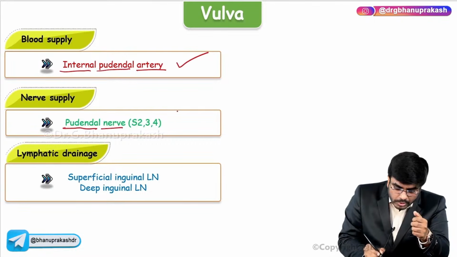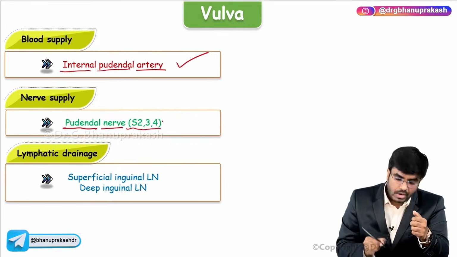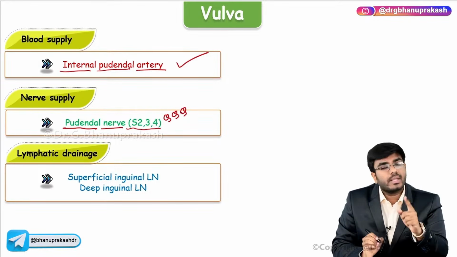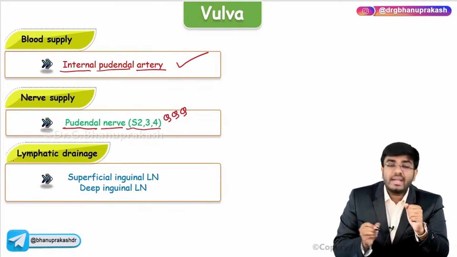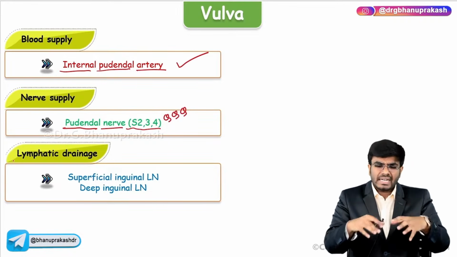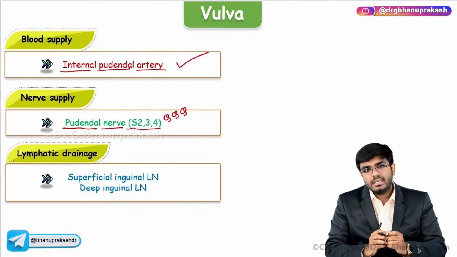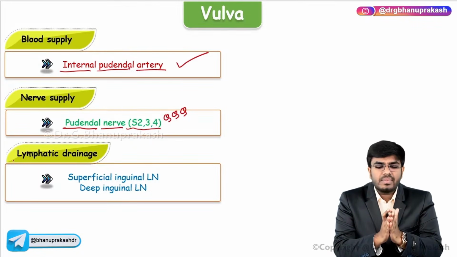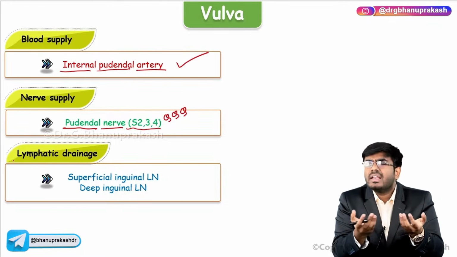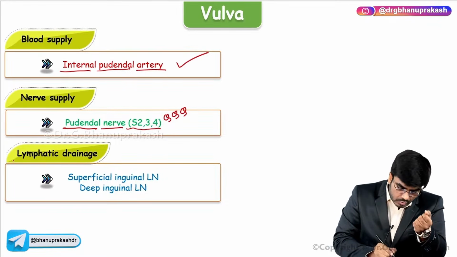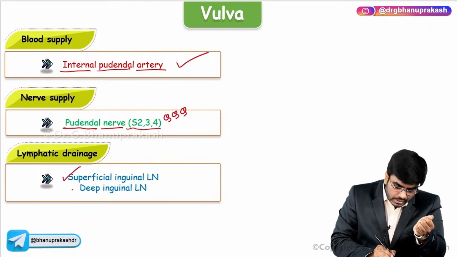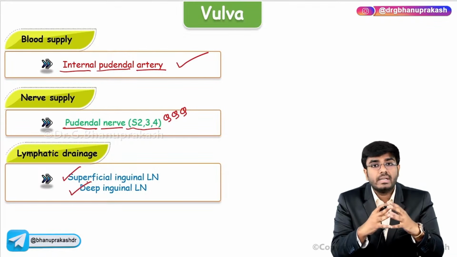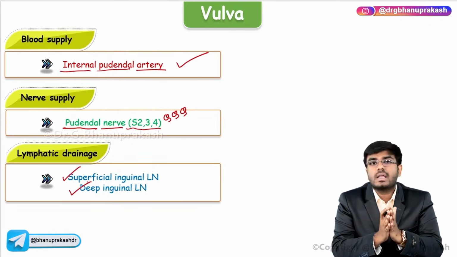But an important point to be noted here is the root value. They will ask you, what is the root value of the pudendal nerve? S2, S3 and S4. Important MCQ. Now after that, what is the lymphatic drainage? Lymphatic drainage is very simple. That area is nothing but the inguinal region, right? So the lymphatic drainage from the vulva goes to the inguinal lymph nodes. Which inguinal lymph nodes? Superficial inguinal lymph nodes. From there into the deep inguinal lymph nodes. So these are very important points which need to be noted regarding the external genital organs or the vulva.